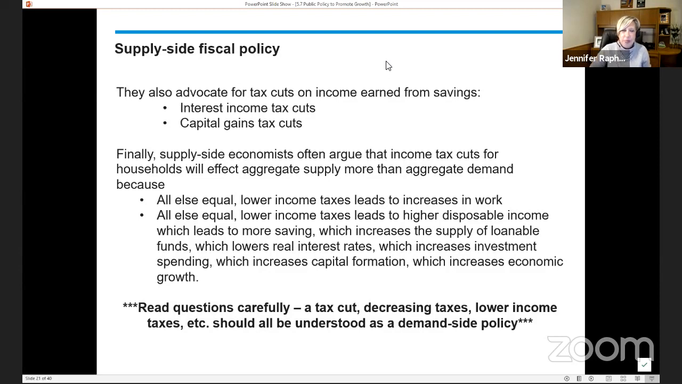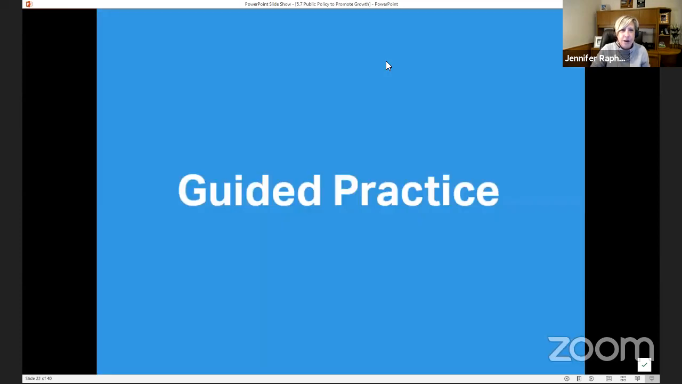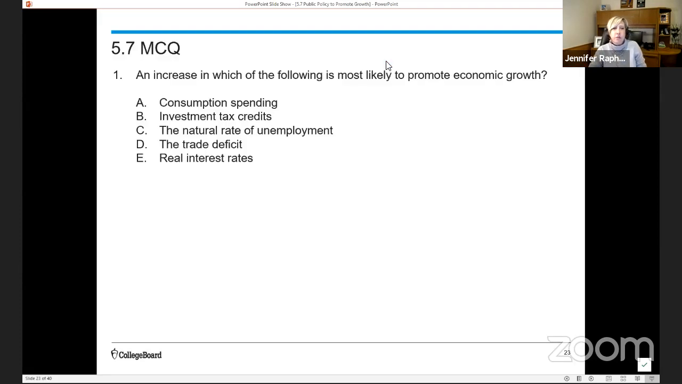Okay? All right, so I'm going to take you through now some questions so you can get a sense of what this looks like on the exam. All right, so here's a multiple choice question that's designed to assess skill A. We're saying an increase in which of the following is most likely to promote economic growth? And you can read your answer choices.